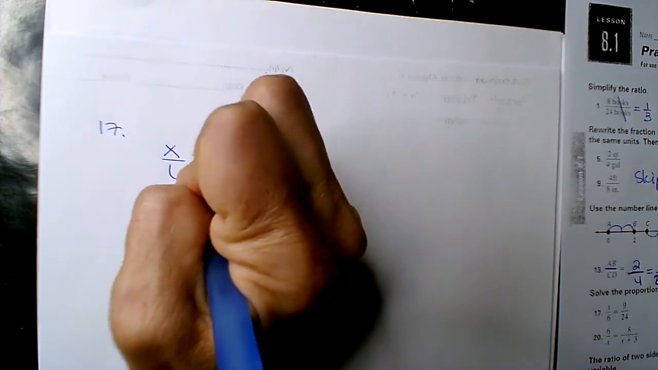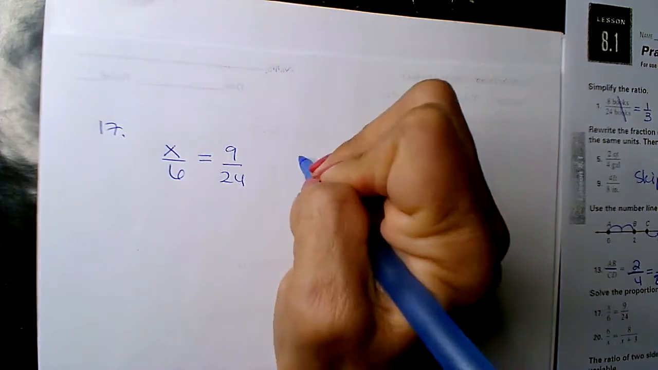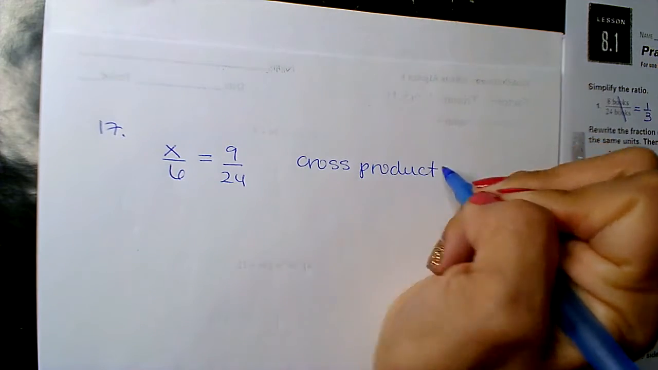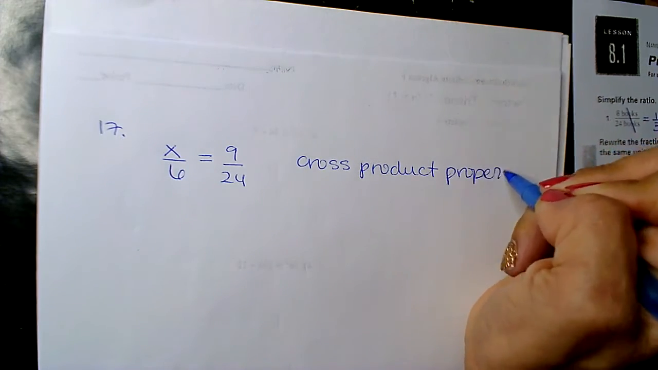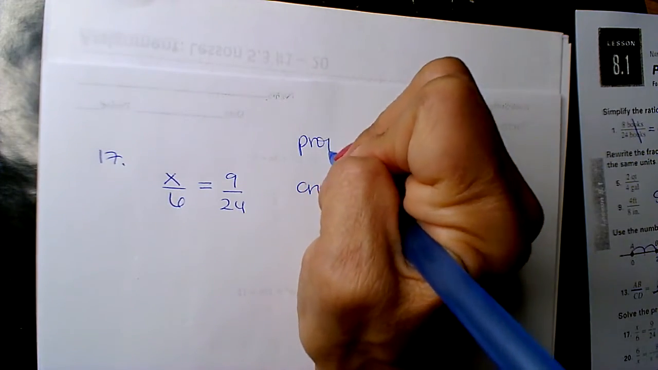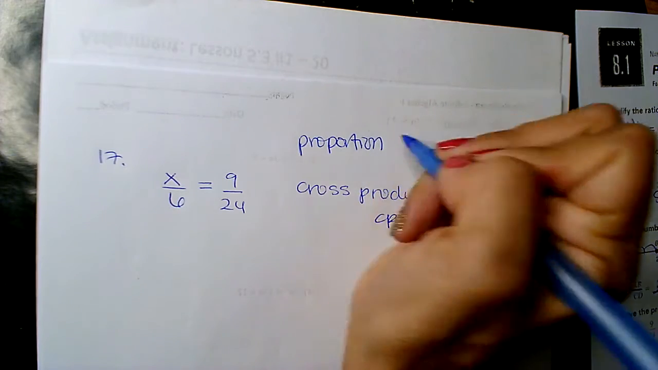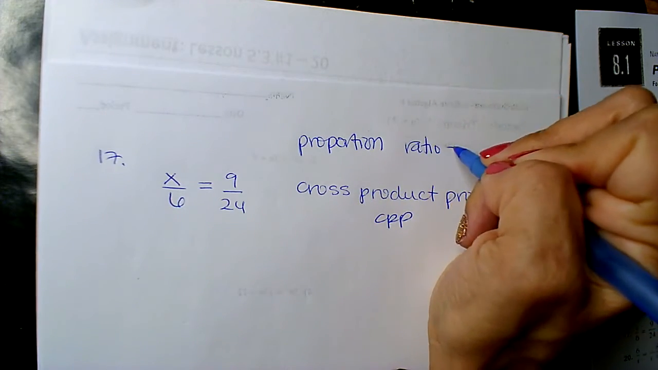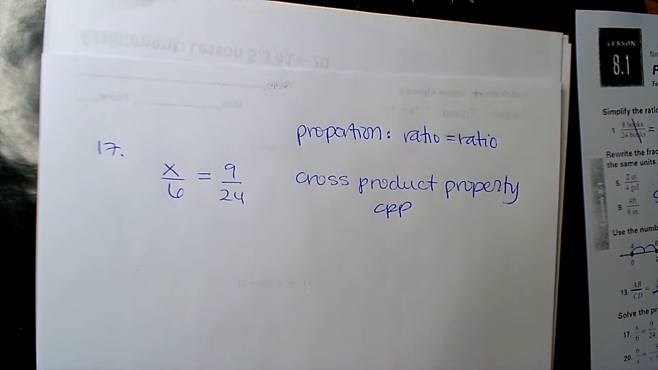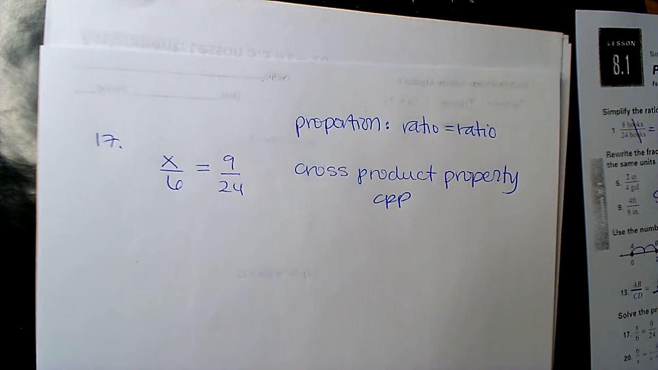Okay, cross product property. Okay, a proportion is a ratio set equal to a ratio. All right, which is what we're dealing with now. So we're going to use a cross product property. You were really good with it.